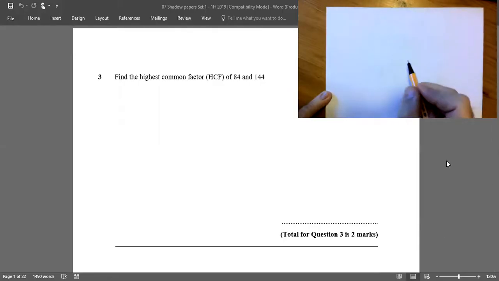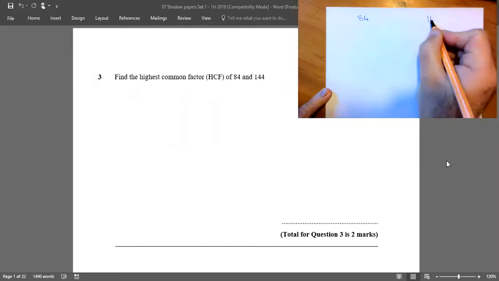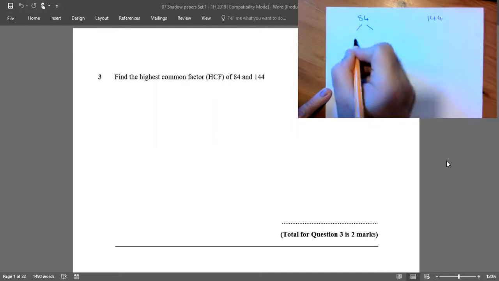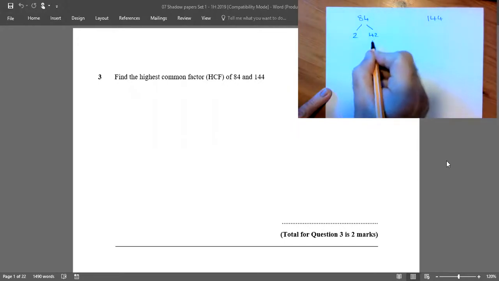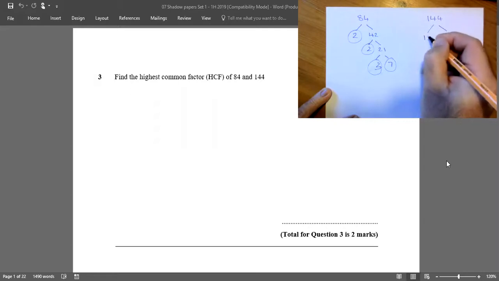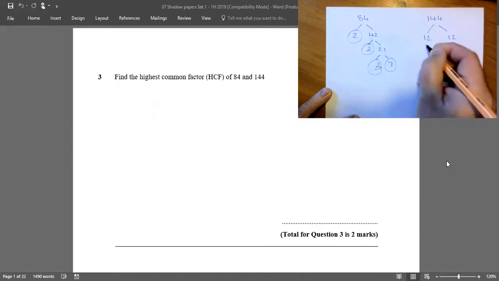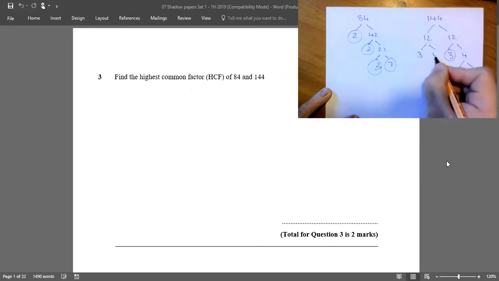So we're going to do the highest common factor of 84 and 144. So let's do our prime factor decomposition for both. 2 42s, 2 21s, 3 7s. Okay, those are our primes. 12 12, 3 4, 2 2, 3 4, 2 and 2.